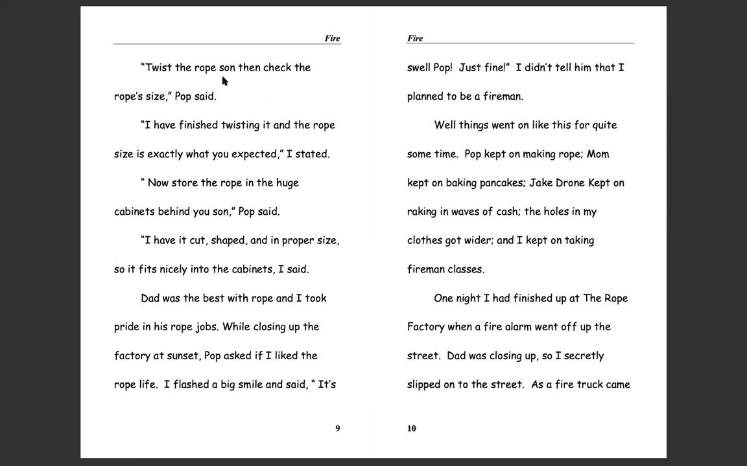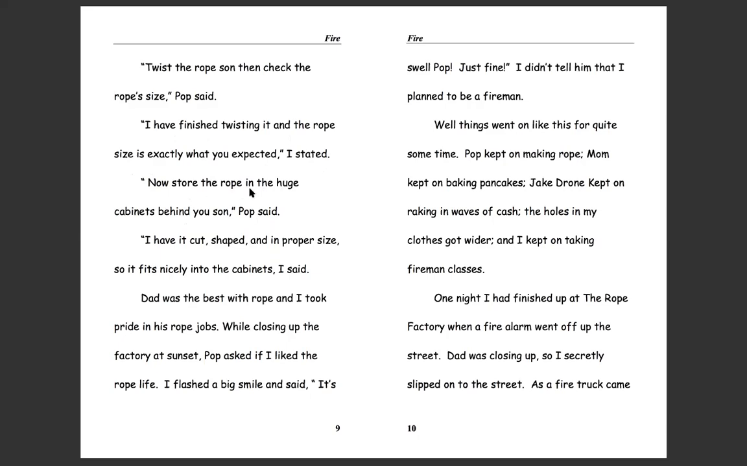Twist the rope, son, then check it. Check the rope size, said Pop. Okay, now I want you to echo read with me. So I'm going to read it and then I want you to read right after, okay? I have finished twisting it and the rope size is exactly what you expected, I stated. I have finished twisting it and the rope size is exactly what you expected, I stated. Now store the rope in the huge cabinets behind you, son, Pop said. Now store the rope behind you.